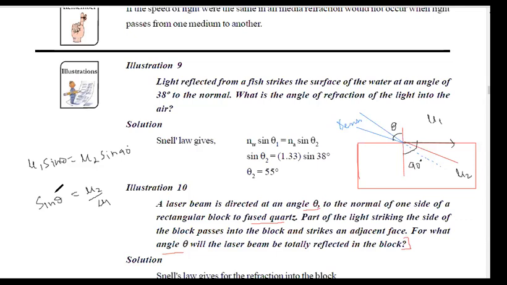And what is this theta? This theta is the minimum angle for which this refracted ray will reflect, or you can say it is the maximum angle for which this ray will be refracted, or it will not reflect. So this theta is called the critical angle. So the critical angle is sine inverse of mu 2 by mu 1. Got it? Yes or no?